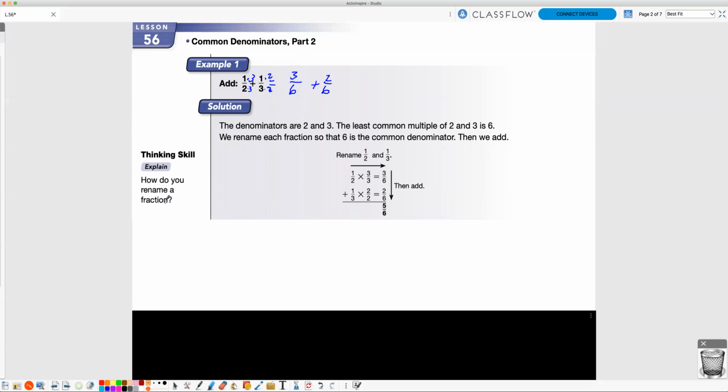So how do you rename a fraction? You simply multiply it by a fraction that's equivalent to 1. So here's what we did. We multiplied 1/3 times 2/2, which got us 2/6. And we multiplied 1/2 times 3/3, which got us 3/6. What does this equal? This 3/3 is 3 divided by 3, which equals 1. 2 divided by 2 is equal to 1 as well. So when you rename a fraction, you're simply multiplying by a fraction that's equal to 1.